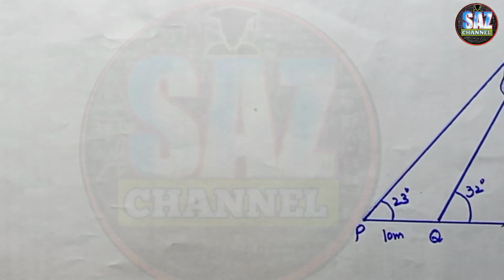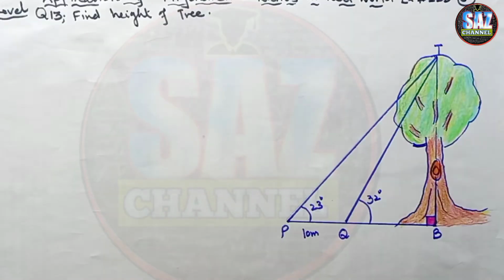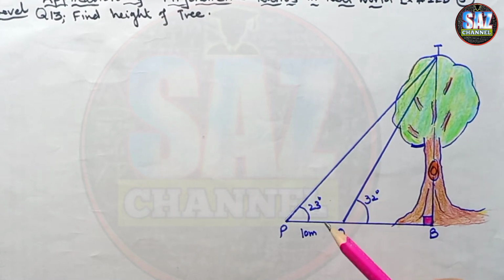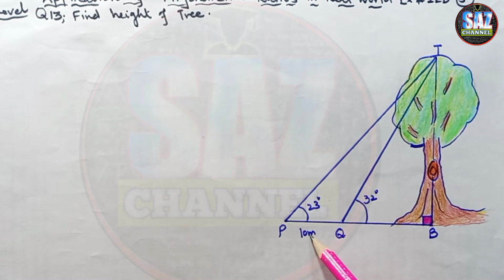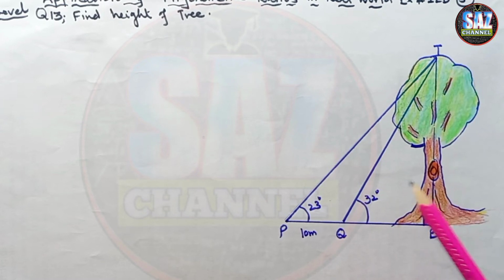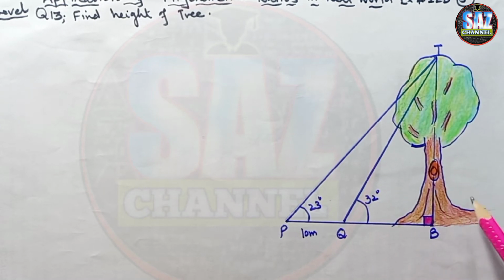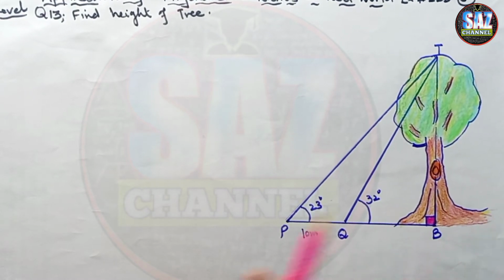Okay, let me compare the diagram with the original diagram. In the question, PQ is the distance between two points and it's 10 meters, and there are two angles given. Angle at P is 23 degrees and angle at Q is 32 degrees, and B is the foot of the tree and T is the top of the tree. The final requirement of the question is the height of the tree.